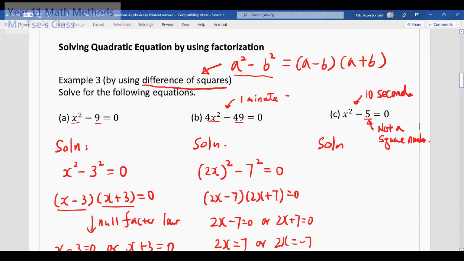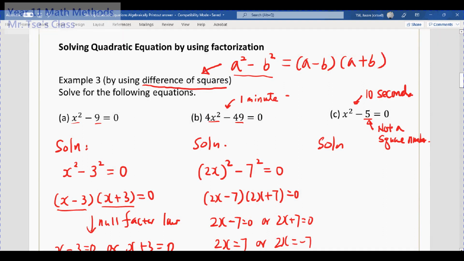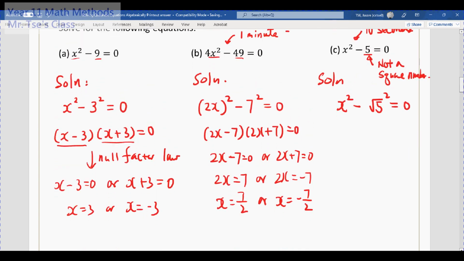So let's go back here. We know 5 is not a square number, but it doesn't mean we can't make it like a square. We can always rewrite that 5 into square root 5 squared. So you can always do that. After this, you will say, okay, again square minus square, so I can have that null factor law again.